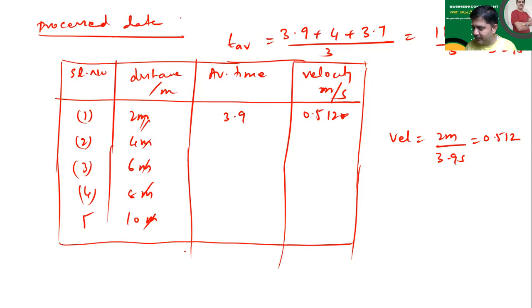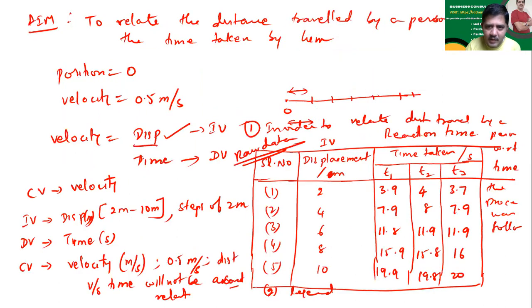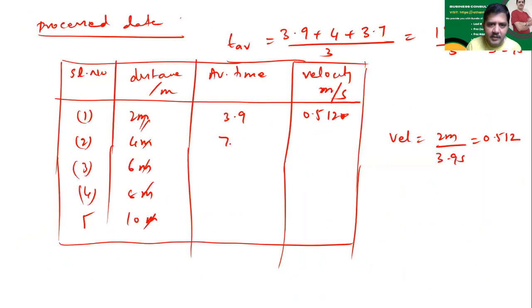Now let us calculate the average for everything, but for each and every value, you need not show it. Now, what are the values you get? 7.9, 8, and 7.9. I'm using my calculator. 7.9 plus 8 plus 7.9 is equal to 23.8, divided by 3 would be 7.93. This should be 7.9, once again.